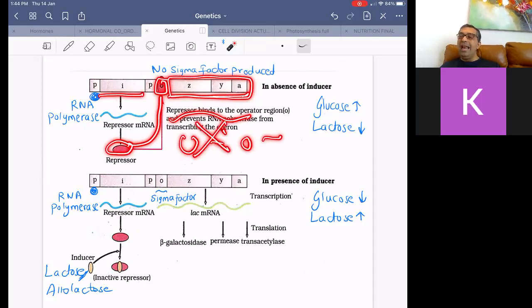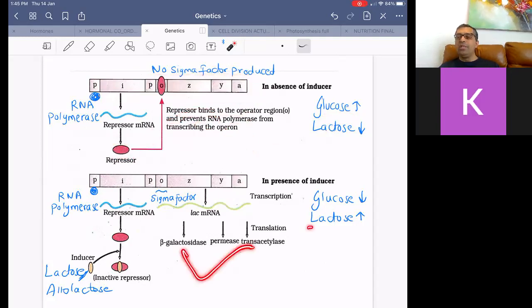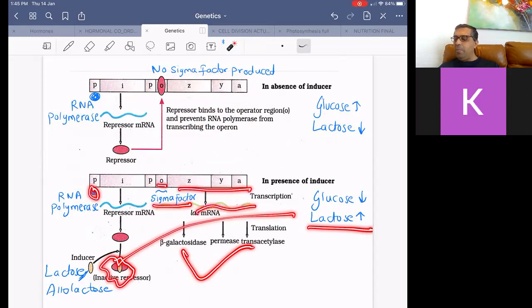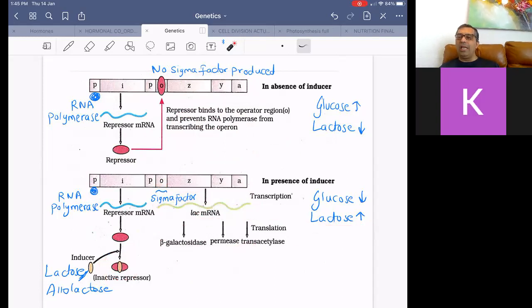So that is negative control done by which gene? Regulatory gene which forms repressor protein, and that is when glucose is high. And who will switch on lac operon? Lactose itself, by acting on the repressor protein, changing its shape, and the operator gene produces sigma factor, carries RNA polymerase from promoter to structural gene, produces lac mRNA, produces lac enzymes, and lac operon switch on हो जाता है.